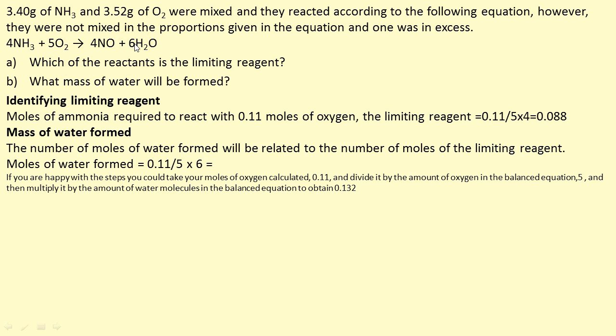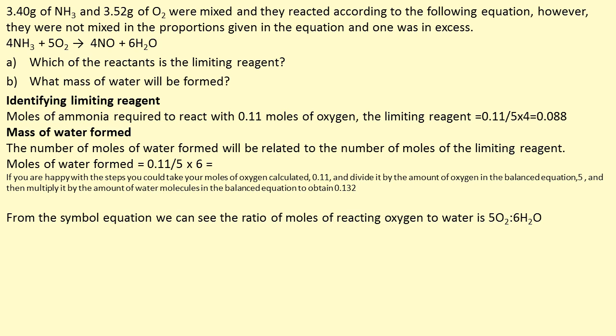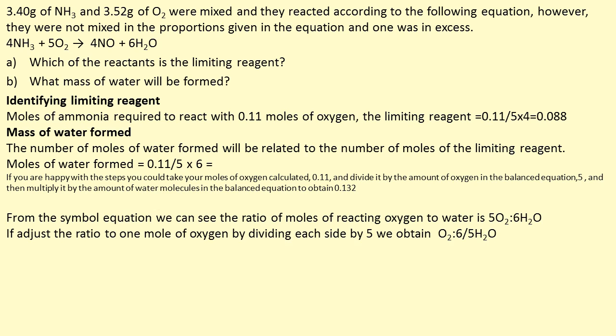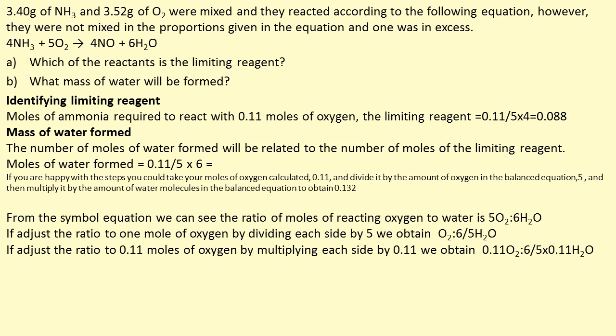If you're not as good at maths yet, we'll go through it step by step. From a simple equation, we can see the ratio of moles of reacting oxygen to water is 5 moles of oxygen molecules to 6 moles of water. If we adjust the ratio to 1 mole of oxygen by dividing each side by 5, we obtain 1 mole of oxygen molecules to 6/5 moles of water molecules. We can then adjust it to 0.11 moles of oxygen by multiplying each side by 0.11. Thus, we will form 0.132 moles of water from 0.11 moles of oxygen.